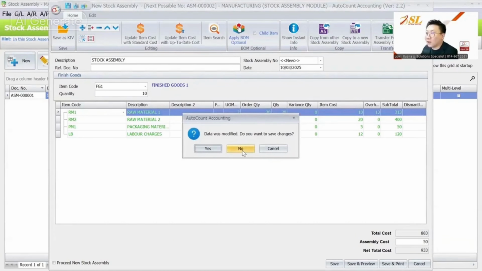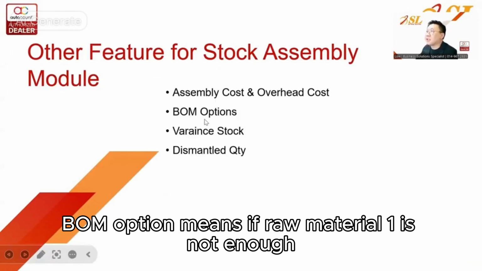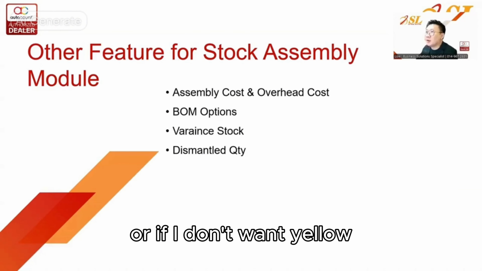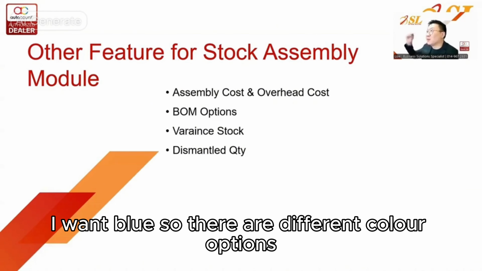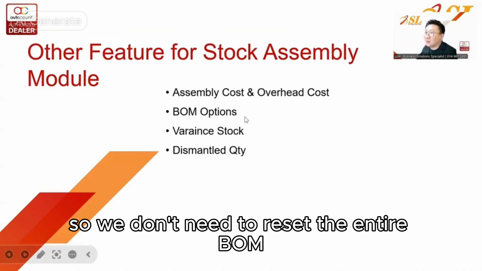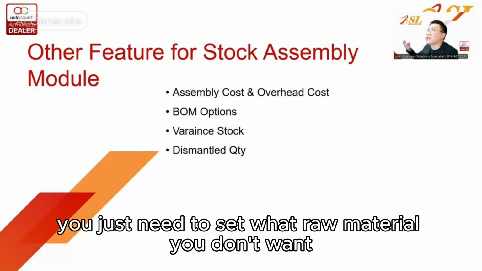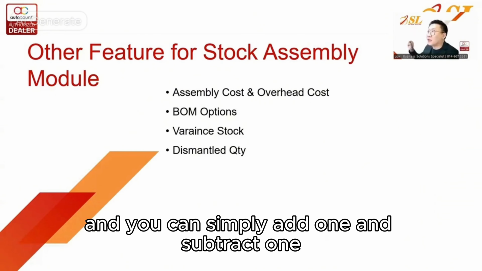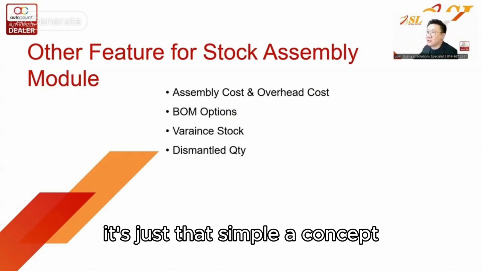The next function is called BOM option. It means if raw material 1 is not enough, I will use raw material 3 to replace it. That is option 2. Or if I don't want yellow, I want blue. So there are different color options. This is called a BOM option. So we don't need to reset the entire BOM. You just need to set what raw material you don't want and what raw material you want to add. You can simply add 1 and subtract 1. It's just that simple a concept.